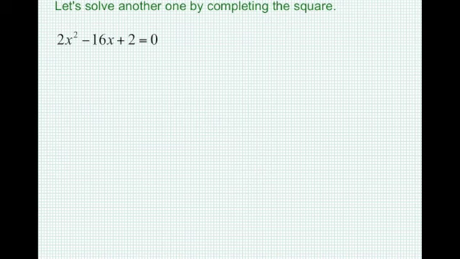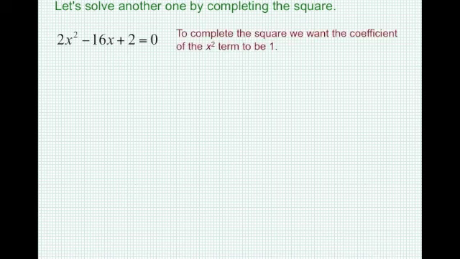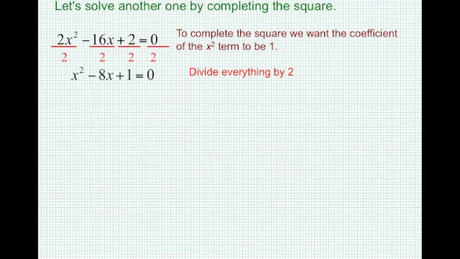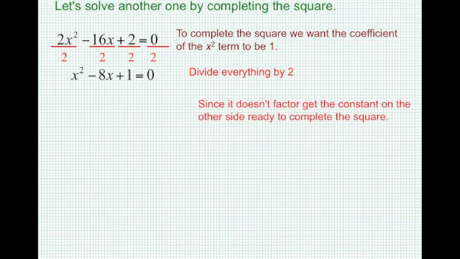Let's solve another one by completing the square. Let's try 2x squared minus 16x plus 2 equals 0. To complete the square, we want the coefficient of the x squared term to be 1. This is required for completing the square to work. So let's divide every single term, including that 0 on the right-hand side, by 2, or our a value. The result is x squared minus 8x plus 1 equals 0. Now, since it doesn't factor, we can take that constant to the other side and be ready to complete the square.